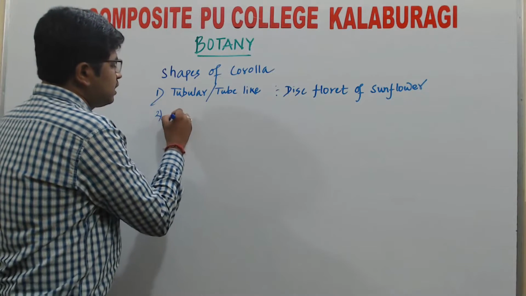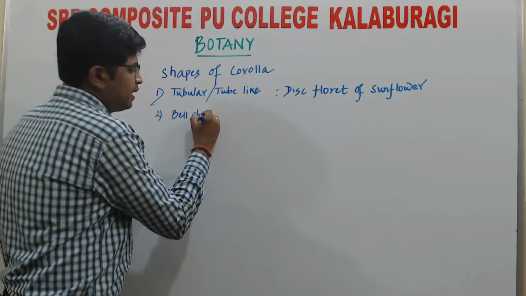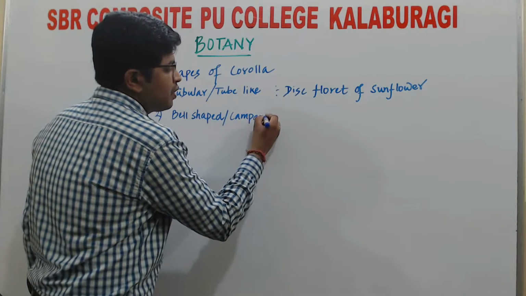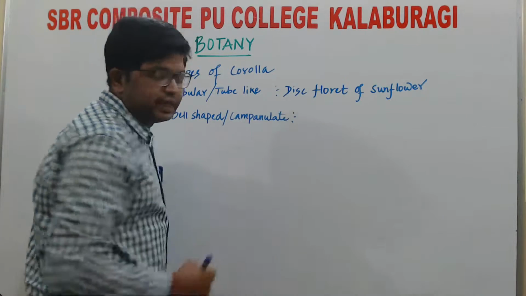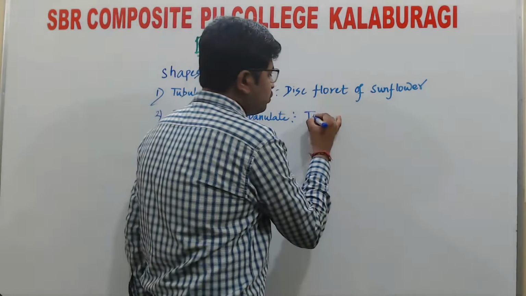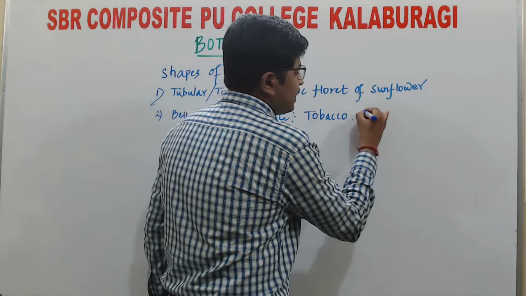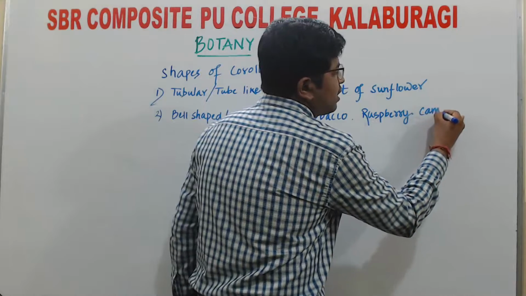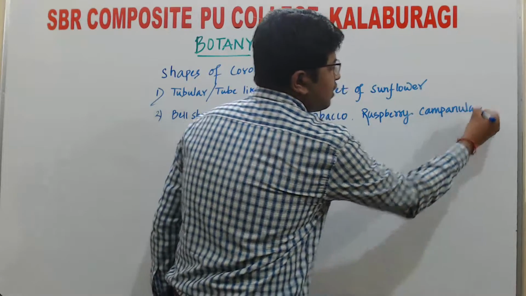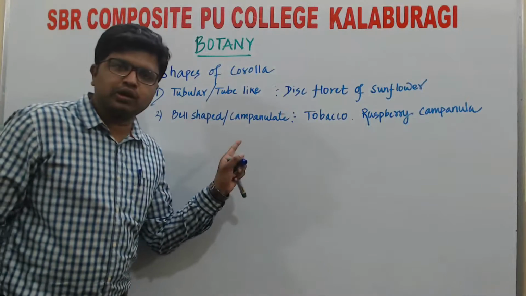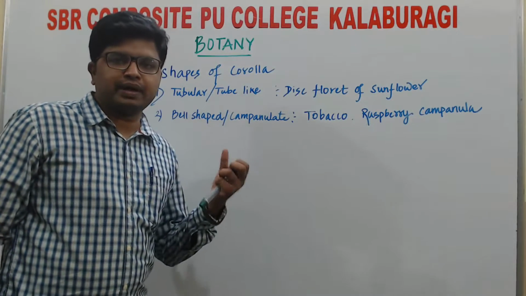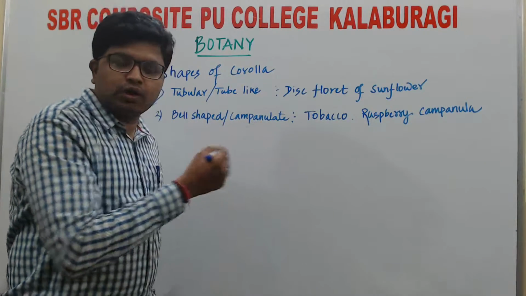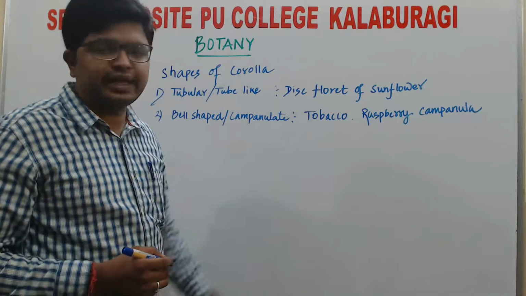The second is bell-shaped, or campanulate, they say. Here the examples include tobacco, raspberry, even campanula, right? They look bell shaped. Gamopetalous, where the petals are fused, you will see that they are bell shaped, or you can call them campanulate. Example is tobacco, raspberry, campanula, right?